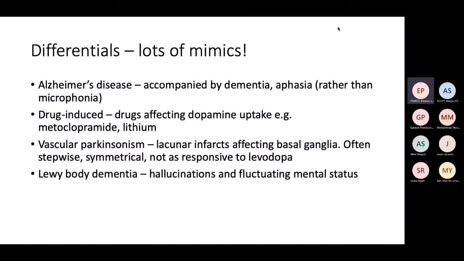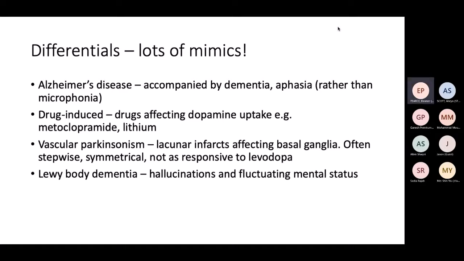So there's lots of mimics for Parkinson's. People with Alzheimer's can have some of the signs, but it's often accompanied by dementia and aphasia rather than quiet speech, so more like people not talking at all. Drugs can induce rigidity and cogwheeling and things like that, particularly drugs that affect the uptake of dopamine. So metoclopramide is a big one, and we don't give that to people with Parkinson's for that reason. It worsens their symptoms. Also things like lithium.